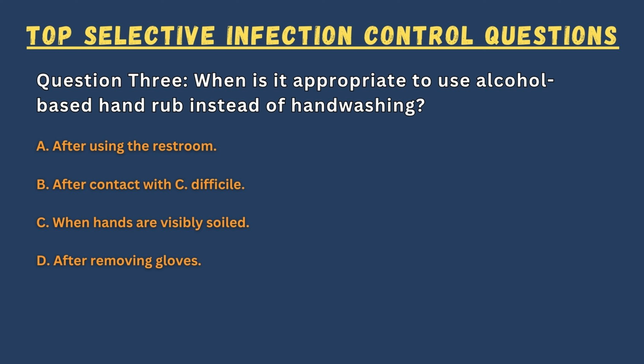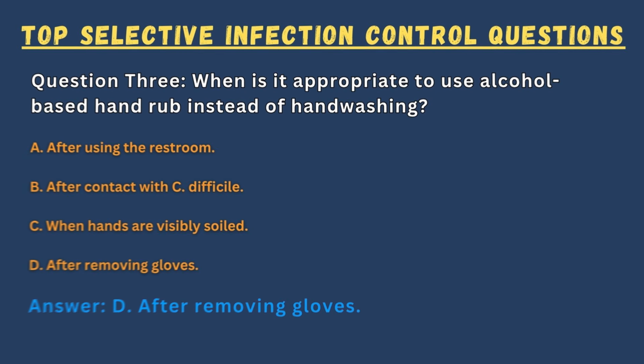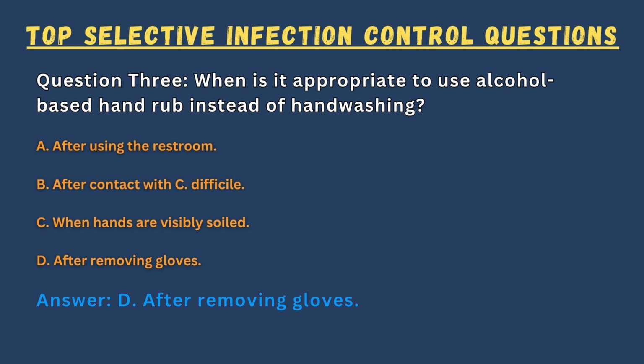Question 3. When is it appropriate to use alcohol-based hand rub instead of hand washing? A. After using the restroom. B. After contact with C. difficile. C. When hands are visibly soiled. D. After removing gloves. Answer: D. After removing gloves.